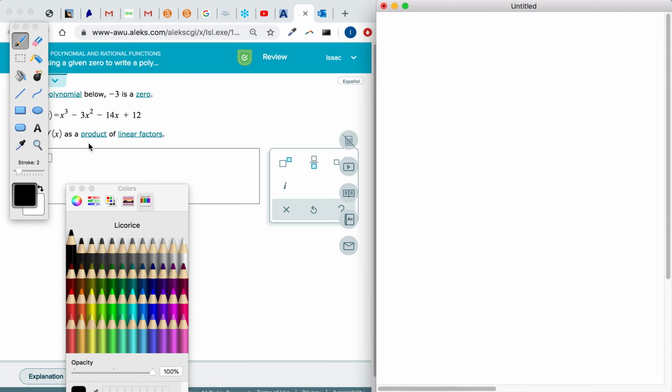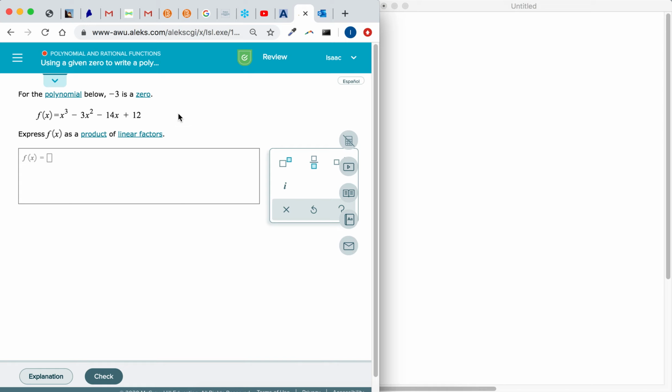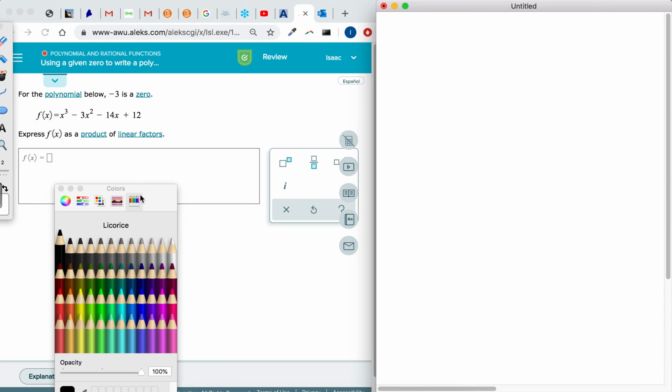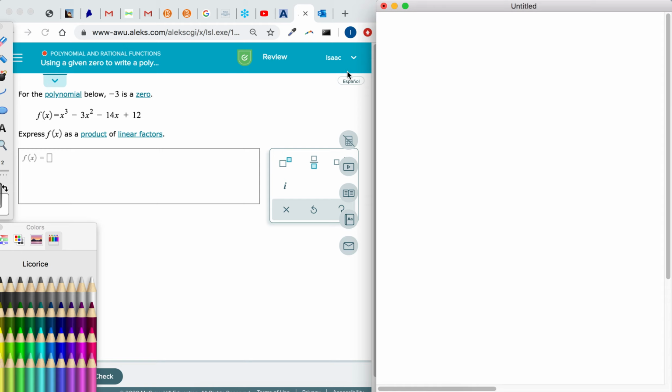So this type of problem comes up a lot. Using a given zero to write a polynomial as a product of linear factors. Sometimes it says linear and quadratic factors. That just means reduce it pretty much as far as you can. Keep simplifying it.